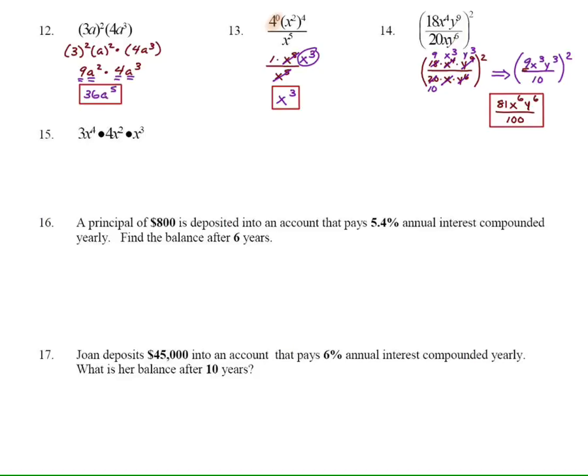Then 15, what I like to do is think of the coefficients of my variables and then my variable parts and multiply. So I have 3 times x to the 4th times 4 times x squared times, and then the coefficient of the last one is really 1. So I multiply the numerical parts. 3 times 4 times 1 is 12. And x to the 4th times x to the 2nd times x to the 3rd, you would add all of those exponents and you would get 9. And then that would be it for that one.